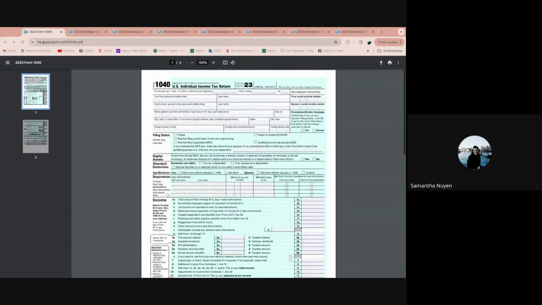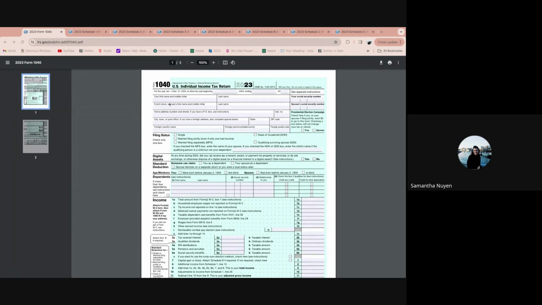All right, so I'm going to go over the 1040 tax return. The 1040 tax return is your personal tax return filed by HERD. It is broken down into schedules and sections. So this first page will always look the same. It's going to go over your basic information.